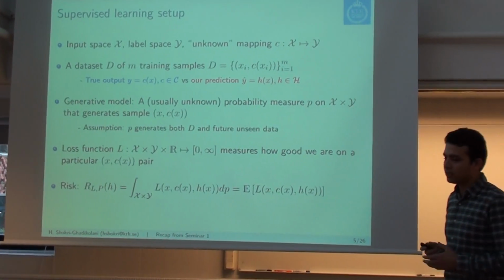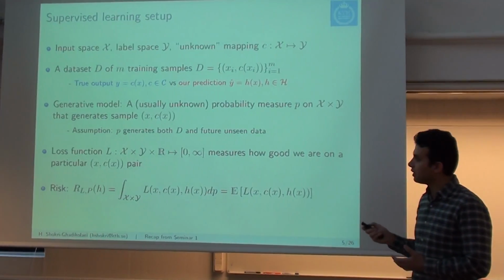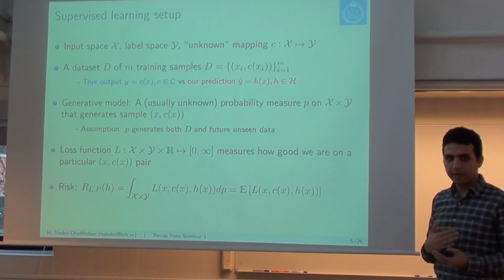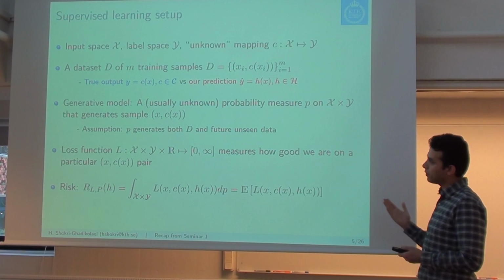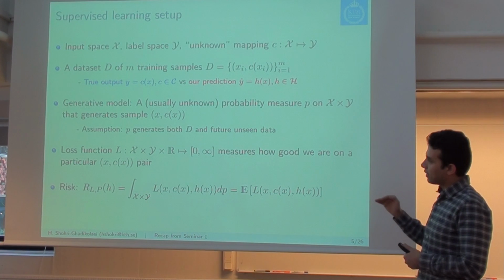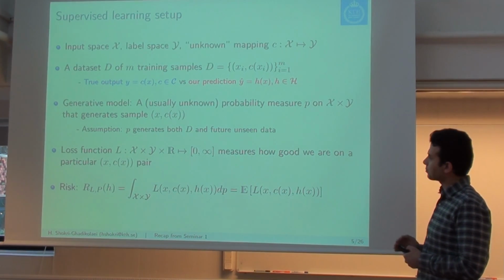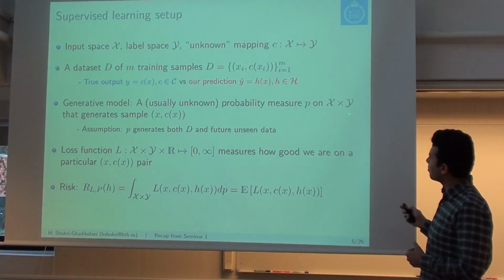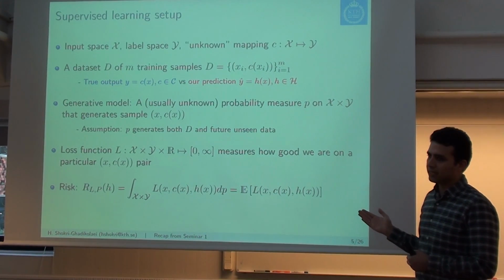Then we have a generative model. Usually, we don't necessarily need to have a generative model to develop an algorithm, but to analyze the performance of the algorithm, usually we do need to have a generative model. So what is the generative model? Again, something initially unknown. It is a probability measure on the product space of x and y that generates samples.